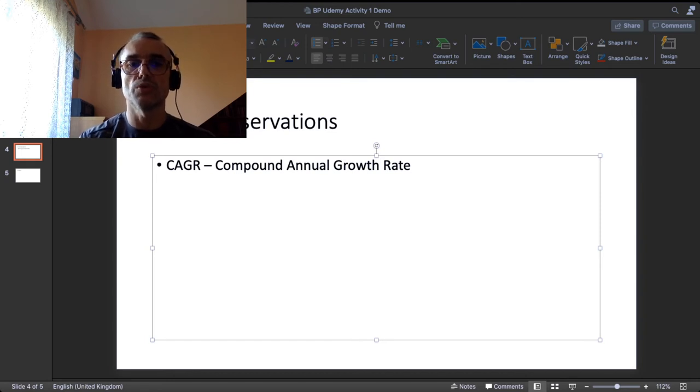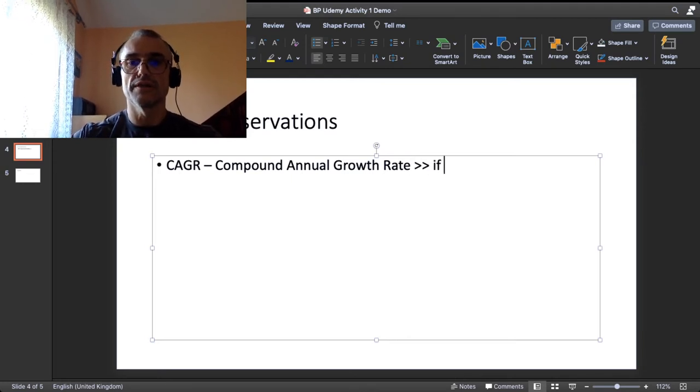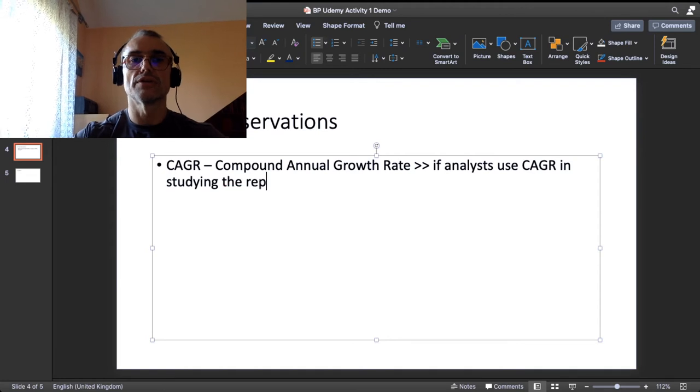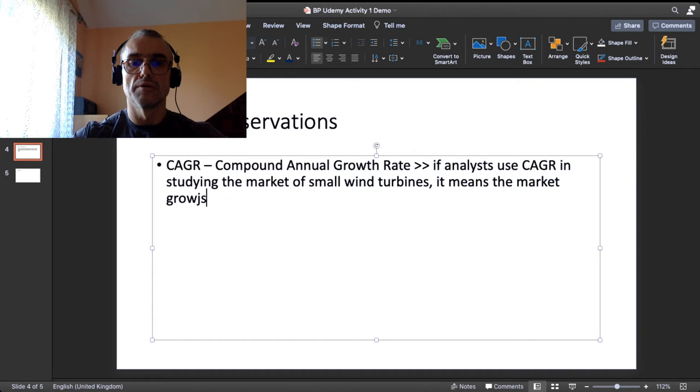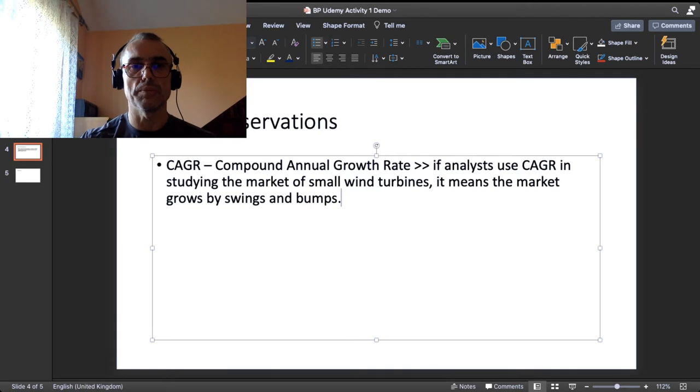So my first quick observation here is that if analysts use CAGR in studying the report, the market of small wind turbines, it means the market grows by swings and bumps. That's important.